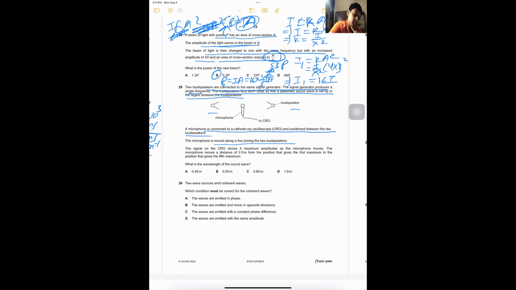The signal on the CRO shows 5 maximum amplitudes, 5 antinodes, as the microphone moves. The microphone moves a distance of 2 meters. That gives the first maximum to the position of the fifth maximum. So this distance right here is 2 meters. The distance between antinode and node is lambda by 4, and the distance between antinode and antinode is lambda by 2. This is one thing you have to remember. So lambda by 2 is equal to 2.